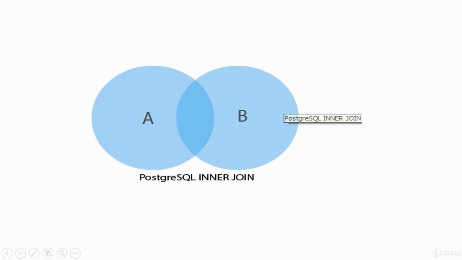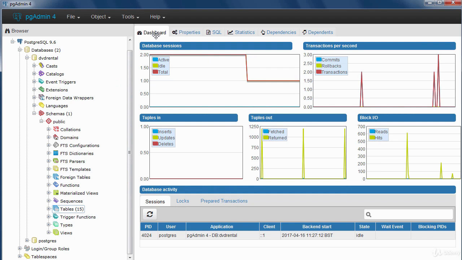So this is just a simple illustration here. We've got a table A here and a table B. It will return records that match columns from both tables. So they must have participating columns that match.